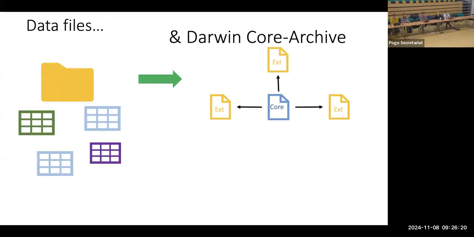So how it all comes together is by putting these data files into a Darwin Core archive, as we say. So that's very simply just having those core and extension tables and a few other metadata files and putting that into a zip archive. And that's what we mean when we say Darwin Core archive. It's a very simple concept, but it's something we use all the time.